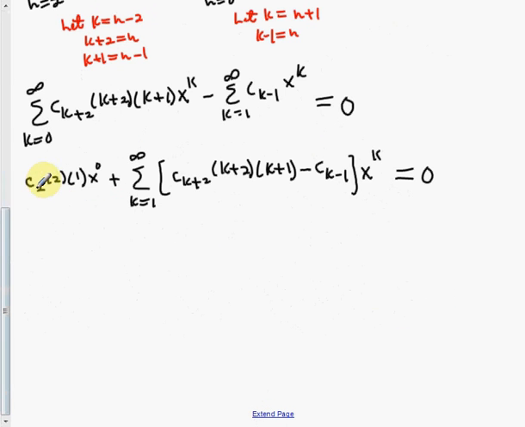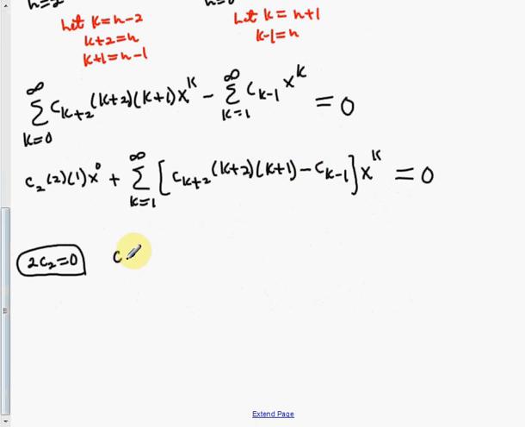Now the first part over here, this is 2 times c sub 2 is equal to 0. Everything on the left side must be equal to 0. So 2 c sub 2 is equal to 0. We'll need to know that when we start writing out those solutions for those coefficients.